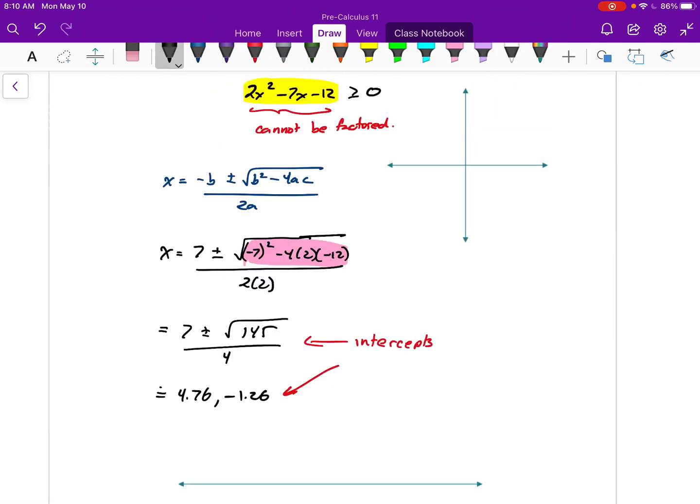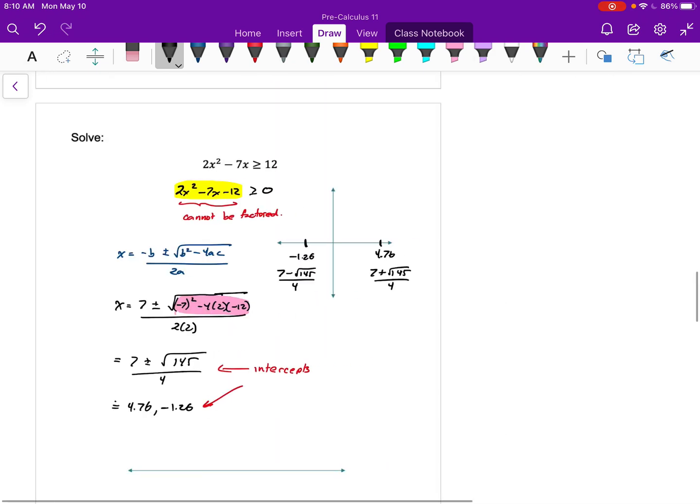And so on my number line, I could put negative 1.26, or exactly 7 minus the square root of 145 over 4. And over here somewhere, this is about positive 4.76, or exactly 7 plus the square root of 145 over 4. But again, all I really care about is the x-intercepts, and that it's opening up. So it looks something like this.